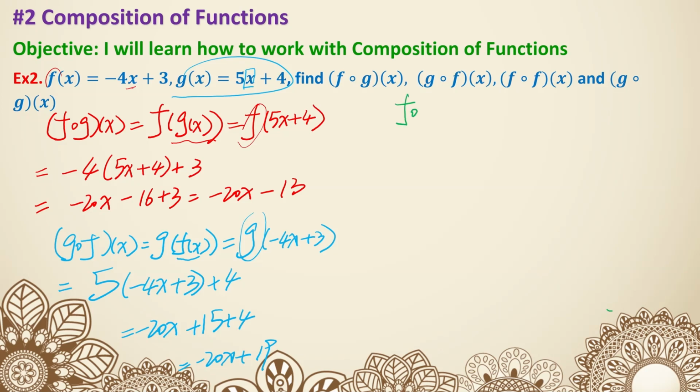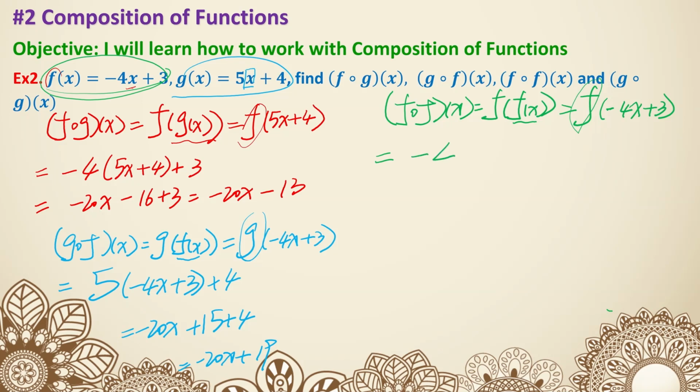Next, f of f. So it's f of f of x. Keeping the outside, I know f of x, I replace it with -4x plus 3. Since my main function is f, I'm going to focus on f. It's -4 times, wherever I see x, I'm replacing it with -4x plus 3. And don't forget the plus 3 on the end. So we got 16x minus 12 plus 3, which simplifies to 16x minus 9. There you go.